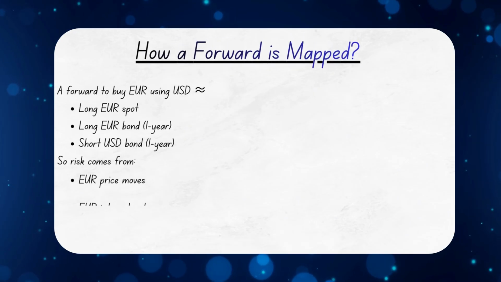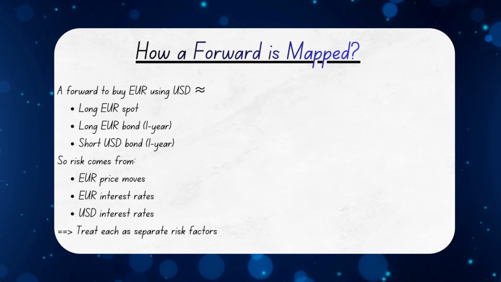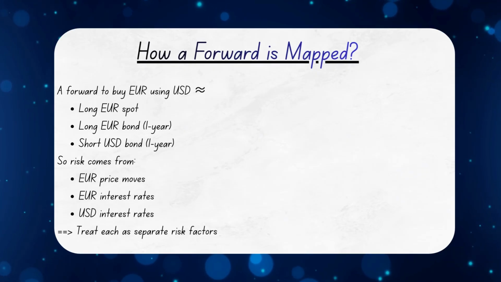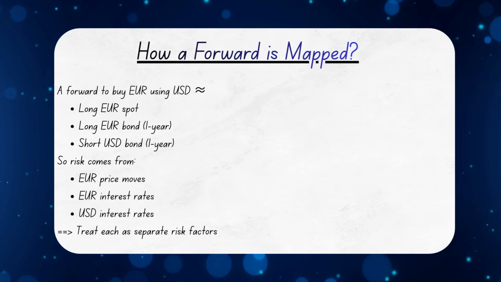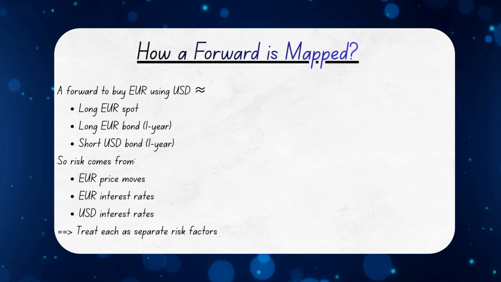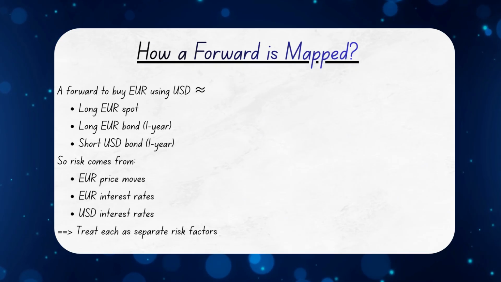Now let's understand how we actually map a forward contract into risk factors. Think of it like breaking one complex trade into smaller, simpler pieces. If you agree to buy euros using dollars, what are you really doing? You're effectively long the euro spot position. You're long a 1-year euro bond. And at the same time, you're short a 1-year US dollar bond. So instead of one trade, you now have three basic cash instruments.